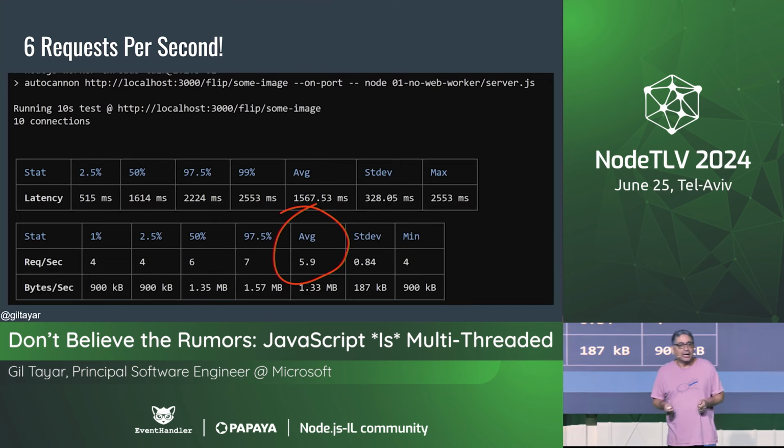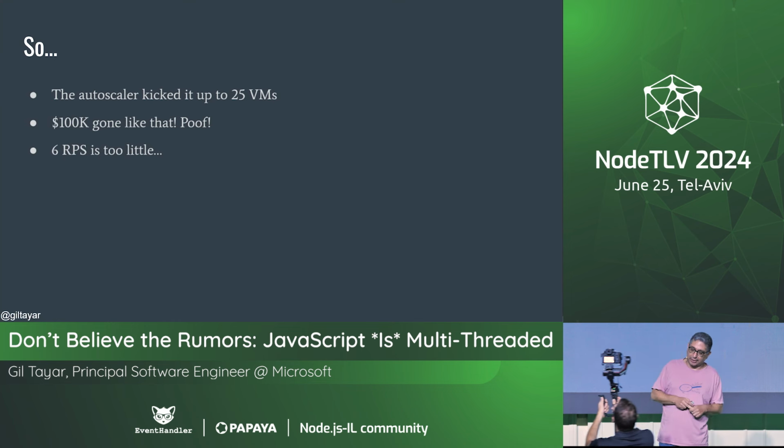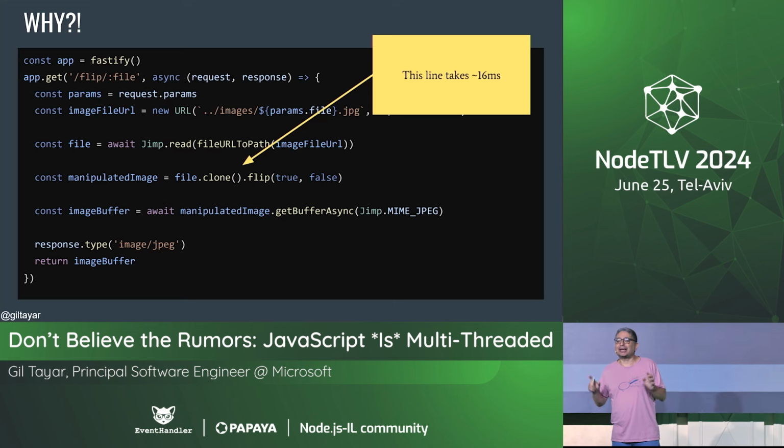Obviously what happened is that autoscale worked and ran it on 25 VMs or whatever to handle the load, and that cost a lot of money. 6 requests per second is not very good in terms of servers. But why did this happen? Why? It's very simple. This line, the file.clone.flip, takes roughly 16 milliseconds on this specific image, whatever.